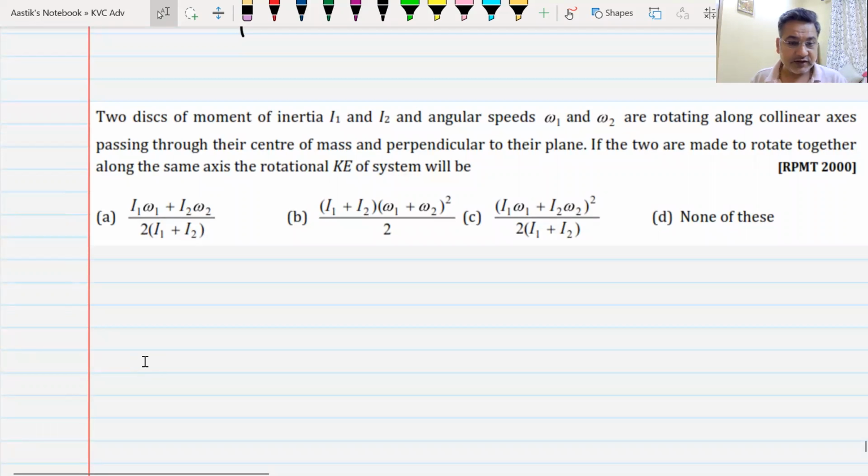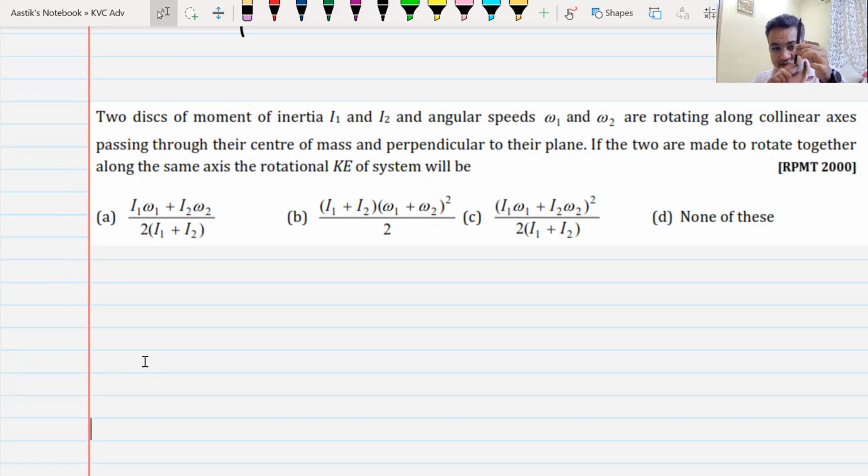Two discs of moment of inertia I1 and I2 and angular speeds omega 1 and omega 2 are rotating along collinear axis, passing through their center of mass and perpendicular to the plane. If the two are made to rotate together along the same axis, what do you mean by collinear axis? Collinear means lying on the same line. Do you understand this?